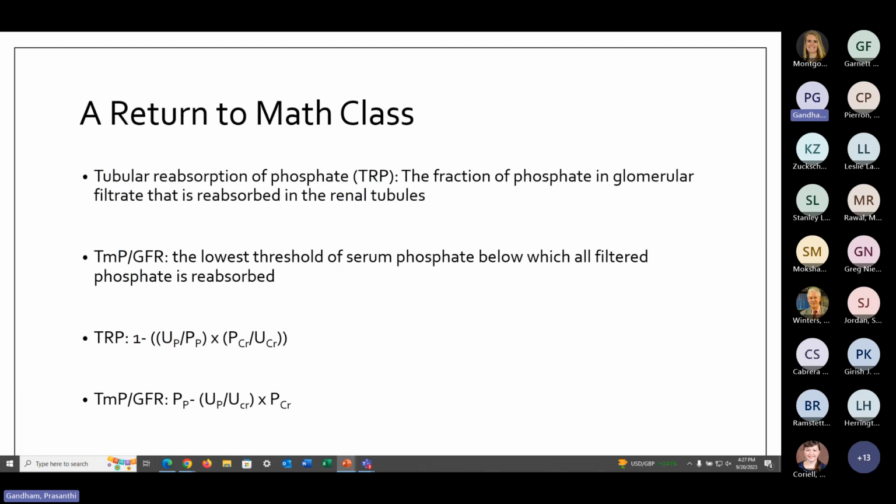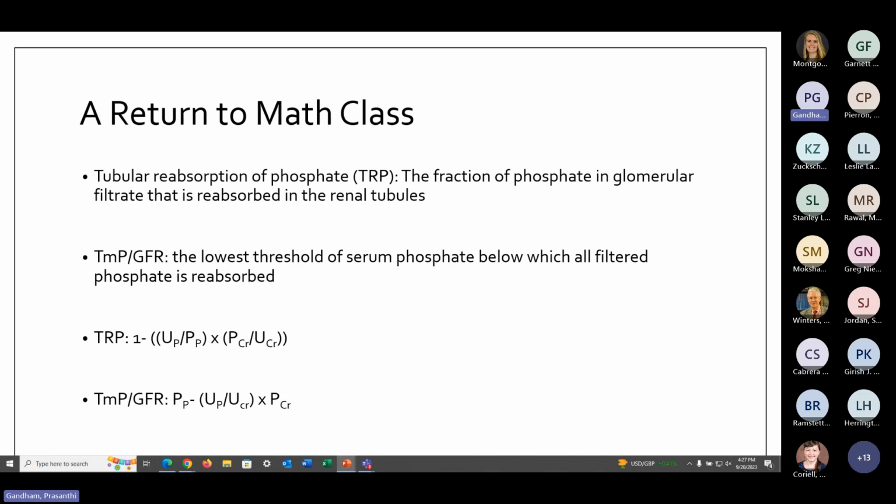So once you have ruled out phosphopenic rickets and you start to evaluate for the possibility of hypophosphatemic rickets, one of the most important things you can do is assess whether there's renal phosphate loss. And you do that by calculating either a TRP or the TMP-GFR.